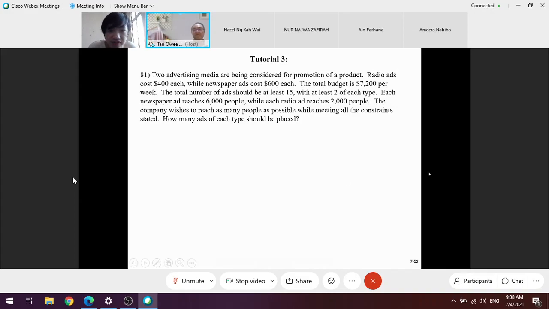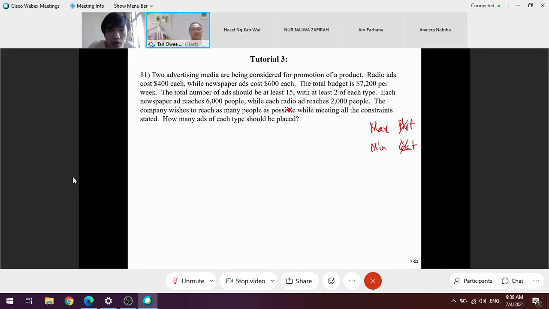I explained that if it is maximization, I say it is profit. Then minimization, I say it is cost. So maybe some of you thought that this is the rule, but no. It's what Zafira mentioned earlier. The decision variable this time does not involve cost. It is how many radio ads and how many newspaper ads.